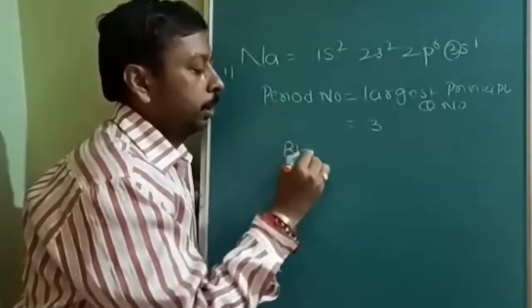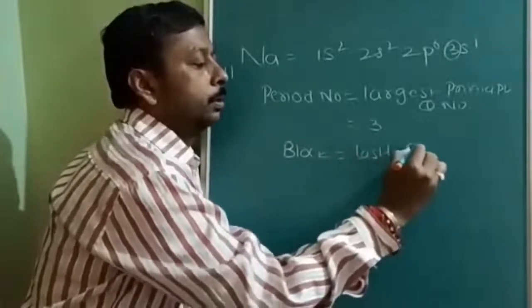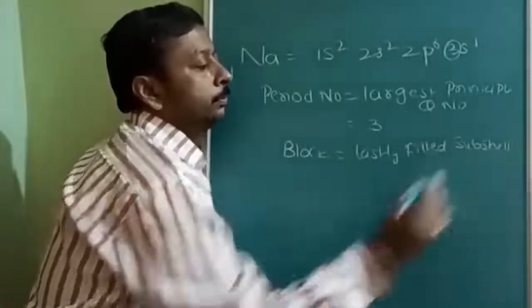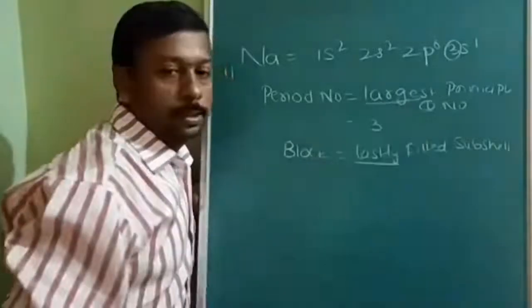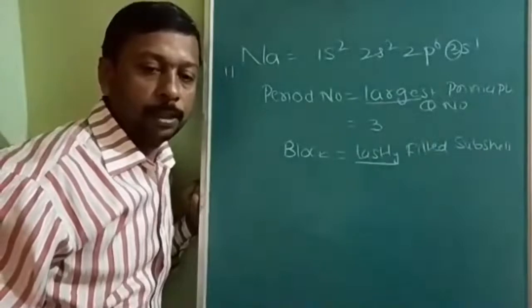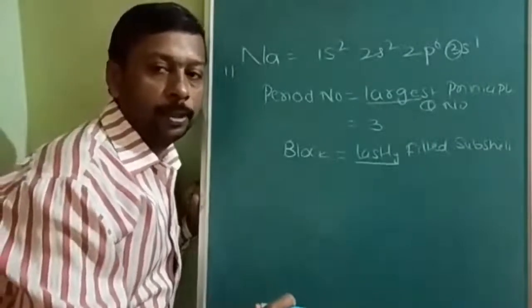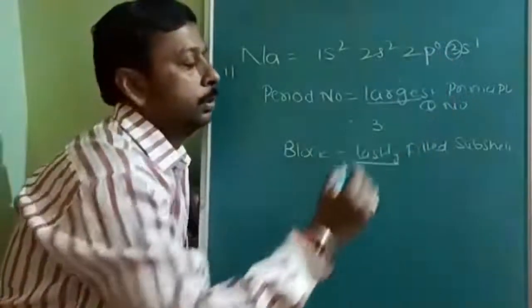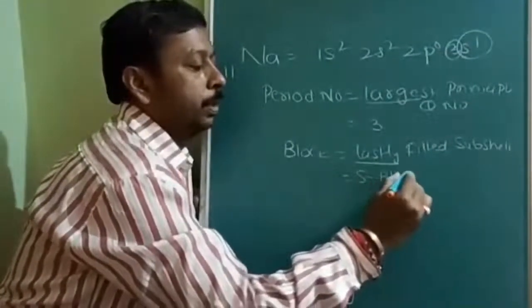Next, about the block. For the block, what is the formula? Block is the lastly filled subshell. Okay. Lastly filled subshell. All of you be very careful. Largest is different. Lastly is different. Because of this minute difference in meaning, people are losing marks. So that should not happen with you. Lastly filled subshell. In the last, what is filled here? The third S subshell is filled. Therefore, it is S block.